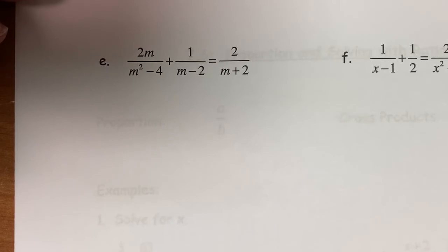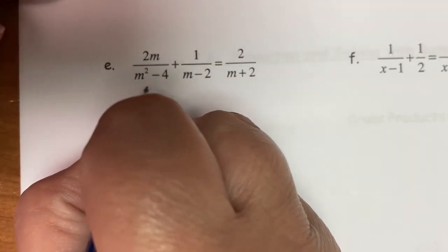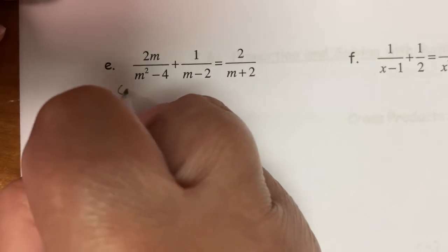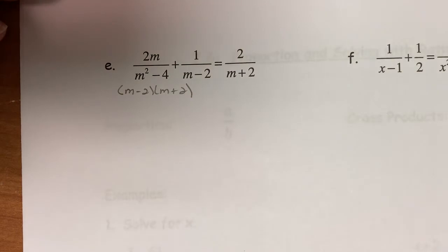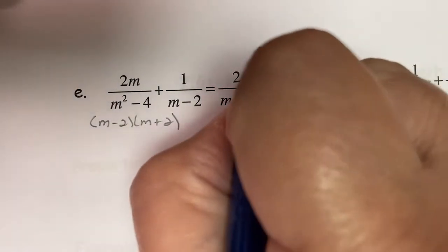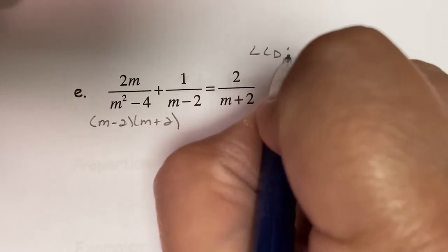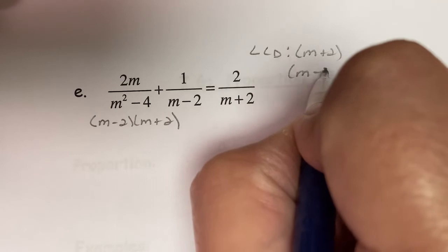We're solving equations, so we have to multiply everything through by the LCD to get rid of the denominator. So if you look at this equation in E, you probably notice that this denominator will factor into m minus 2 times m plus 2. So now it's pretty obvious, hopefully, to you that the lowest common denominator is m plus 2 times m minus 2.